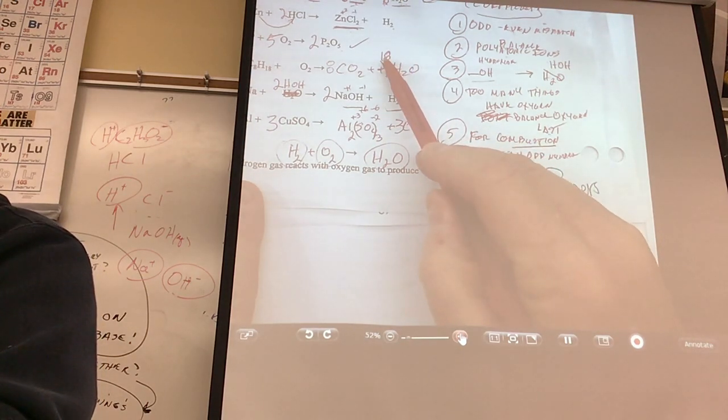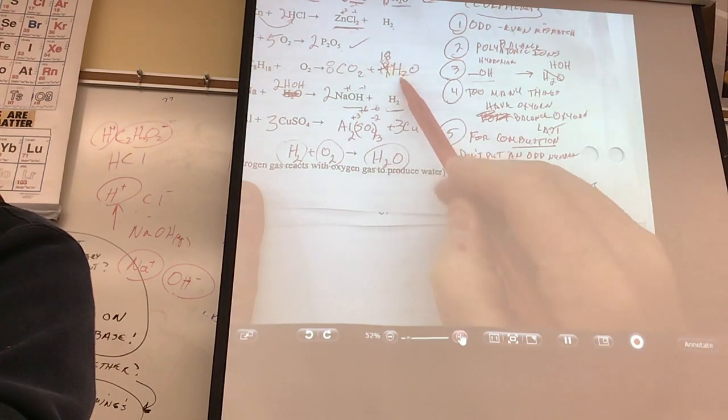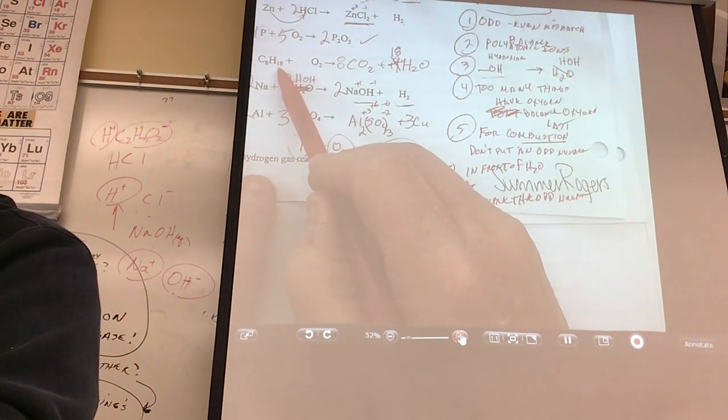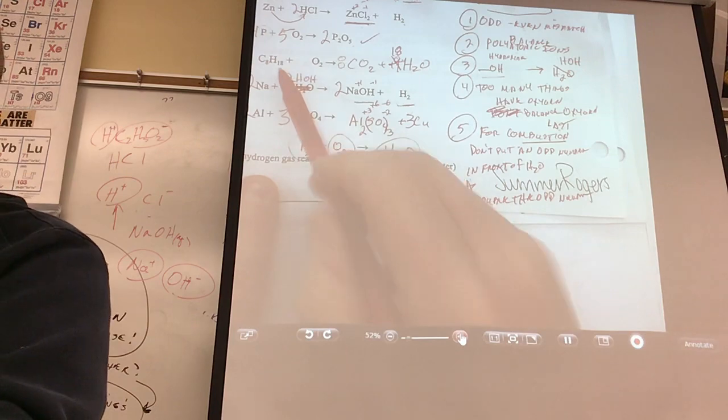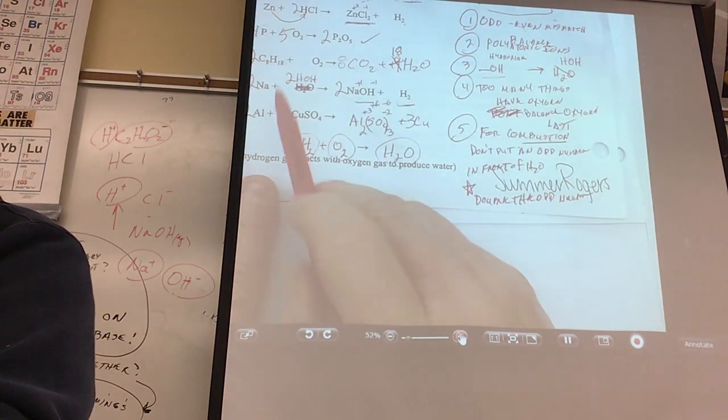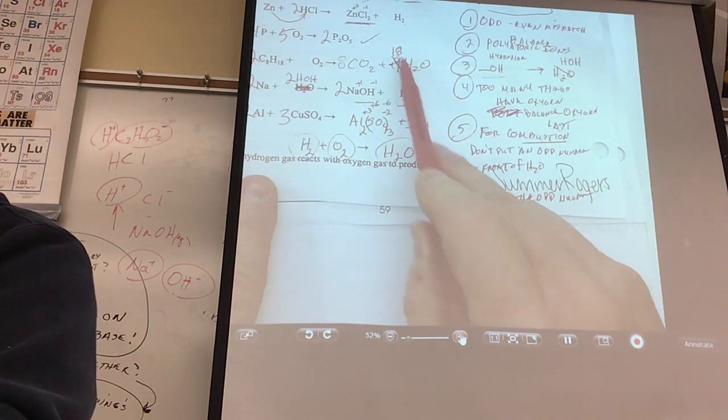What's 18 times 2? How many hydrogens do you have on the right side of the arrow? What's 18 times 2? 36. But how are you going to get 36 over here? What times 18 is 36? Okay, so I'm going to put a 2 there, right? Now you see what happens. Now I have 36 hydrogens on the left, 36 hydrogens on the right.